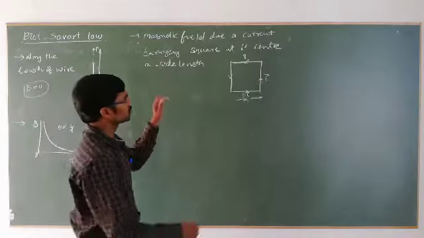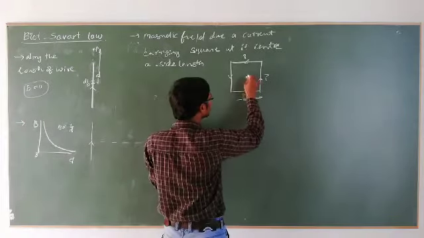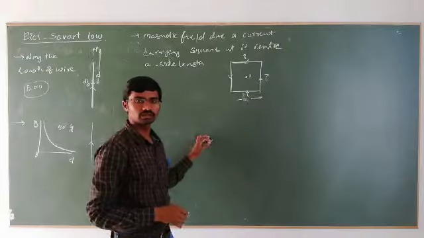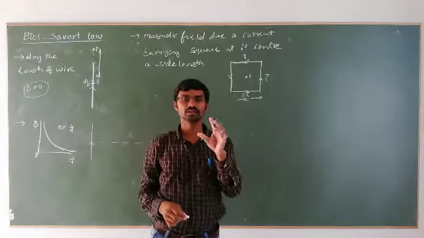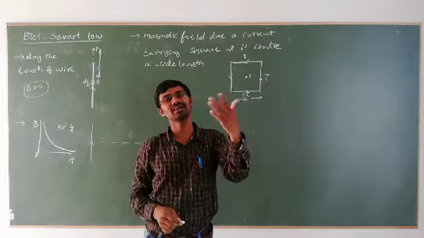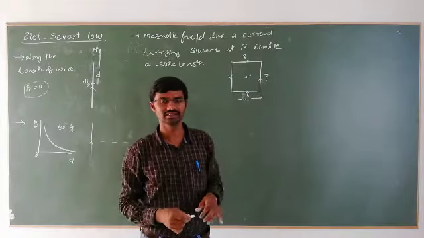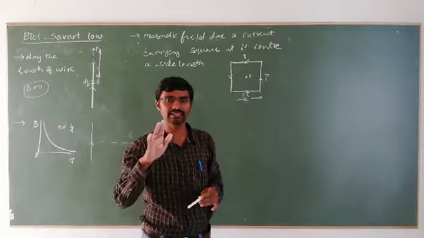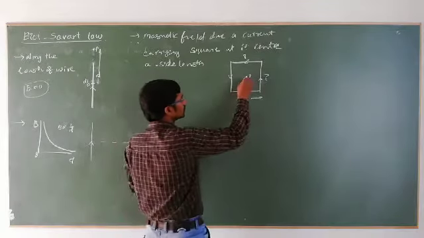So let us see one more point. What is the magnetic field along the axis of the wire, in the direction of the wire, along the length of the wire?